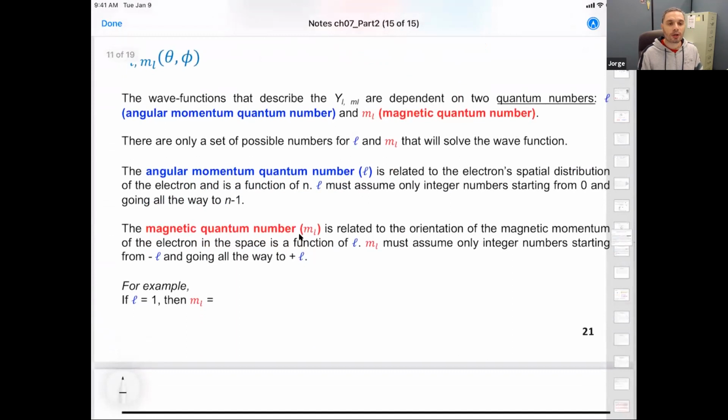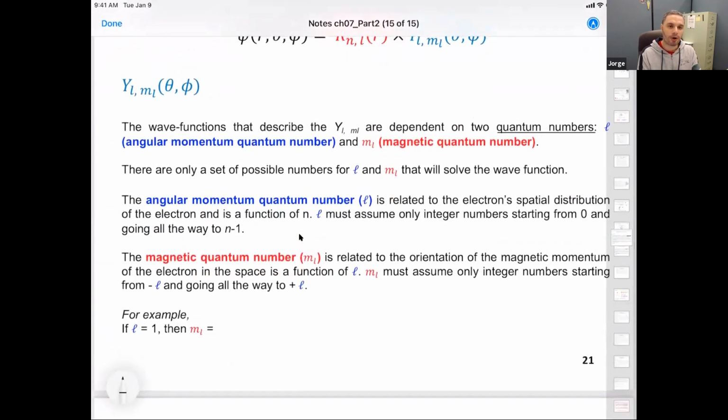Okay, so now let's talk about the second part of the equation, which I labeled as angular function. Okay? And the angular wave function Y_L^ML is a function of theta and phi. The wave functions that describe Y_L^ML are dependent on two quantum numbers, L, that we already discussed, and ML, which is the magnetic quantum number.